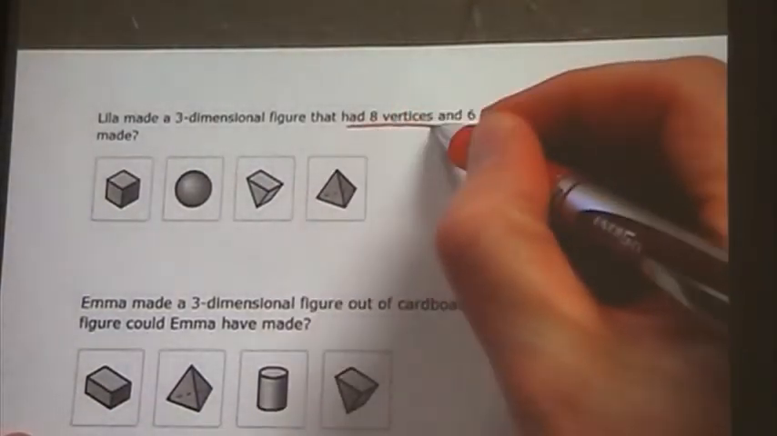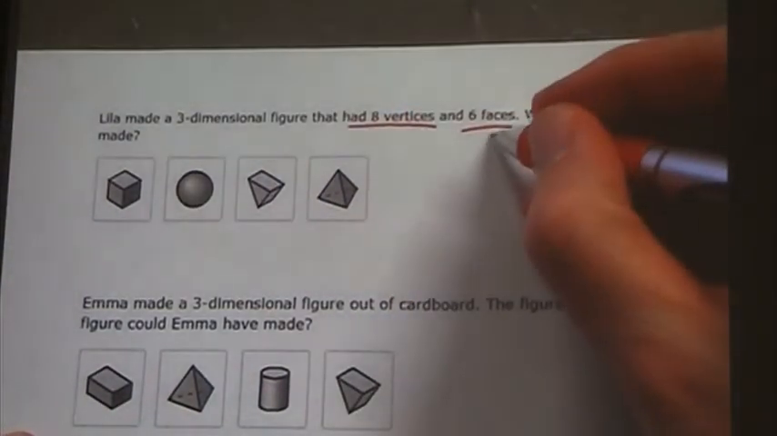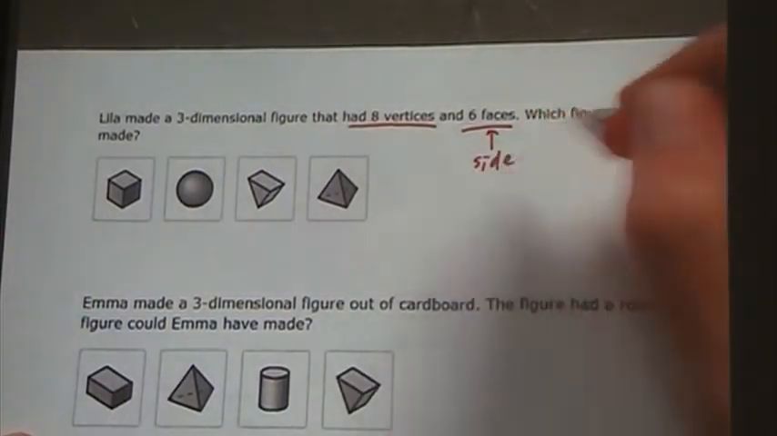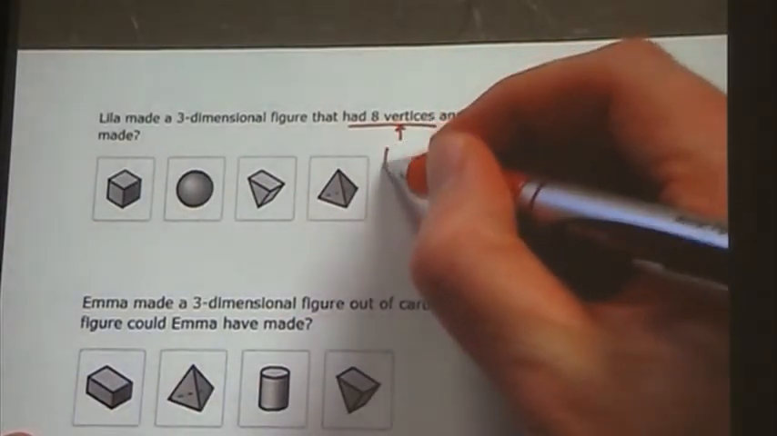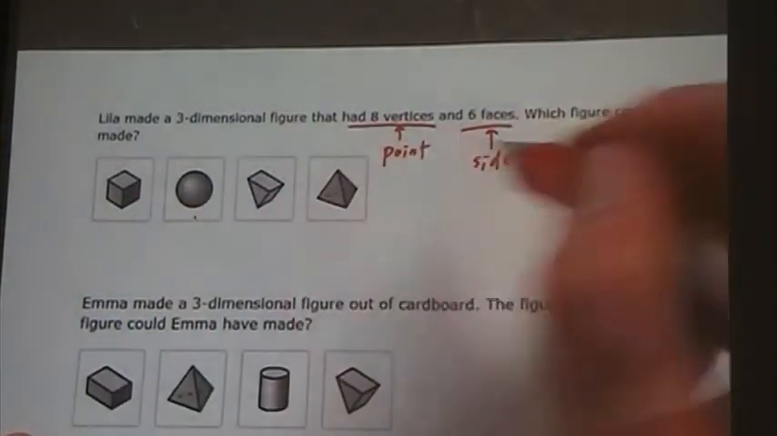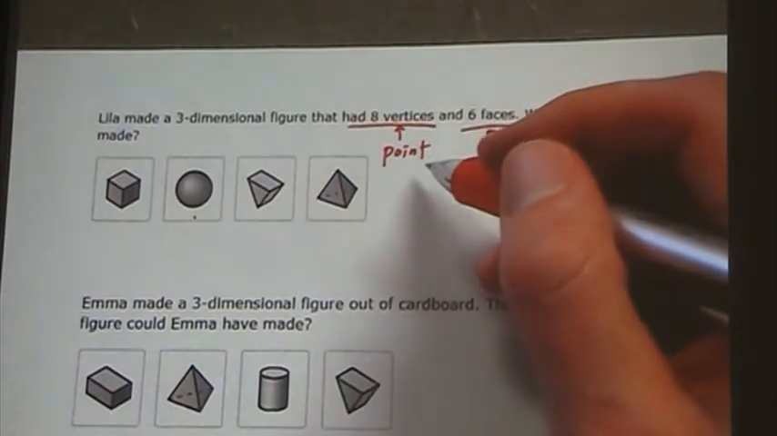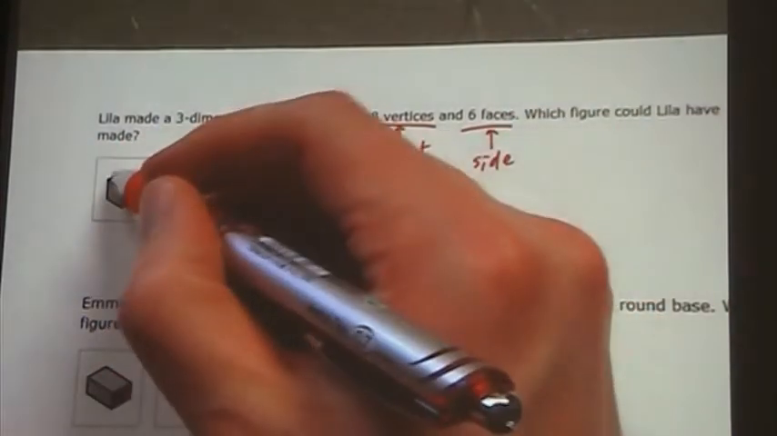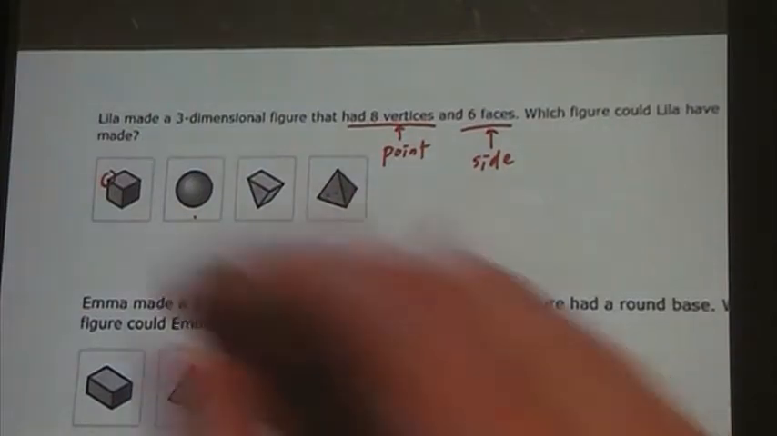Next ones, we're going to be looking at more key terms, 3D figures, and you're going to have to pull out or identify a shape that has the specific characteristics. Has 8 vertices and 6 faces. A face is like a side. A vertices is like a point. Okay, I'm gonna tell you right now that sphere doesn't have any points. It doesn't have a point like a corner of a box, like that right there. That's a vertice. This guy doesn't have any vertices.